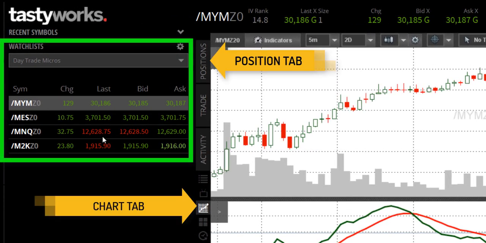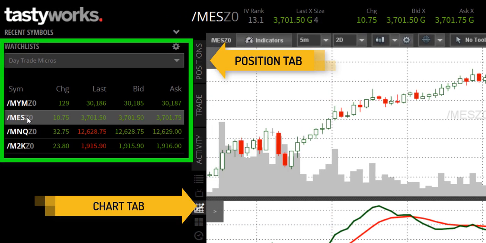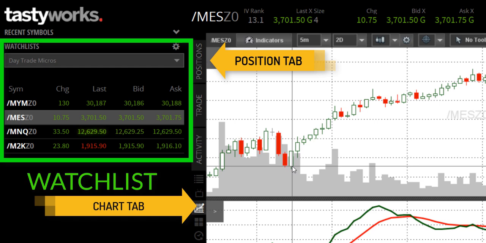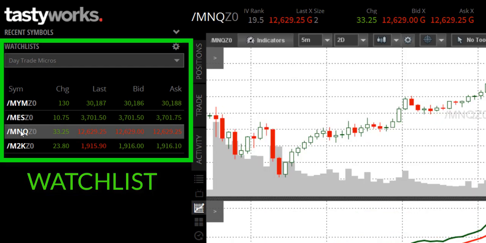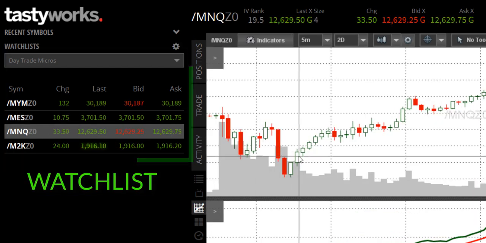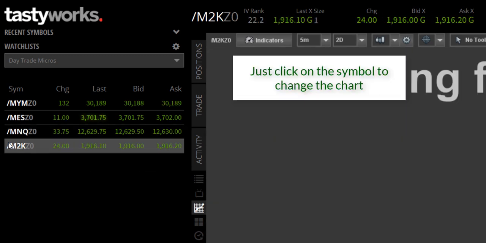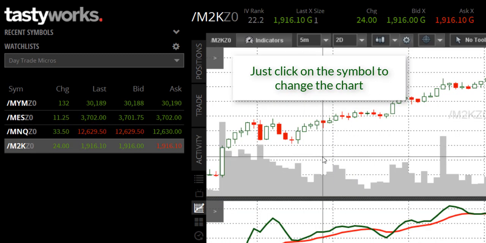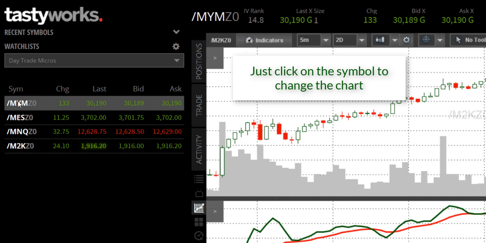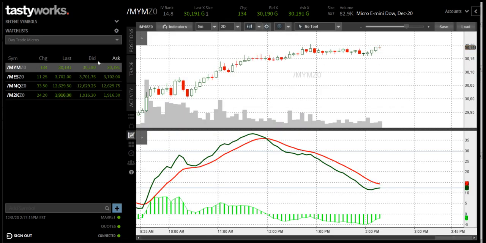And over here in the green rectangle on the left are my 4 Micro E-minis. All I have to do is click on which one of the 4 I want to see a chart for, and it automatically appears in the chart screen on the right hand side. Now let's go back to the DJIA for a moment.